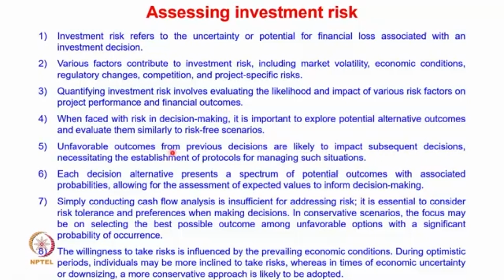Okay. So unfavorable outcomes from the previous decisions are likely to impact the subsequent decisions, necessitating the establishment of protocols for managing such situations. Each decision alternative presents a spectrum of potential outcomes with associated probabilities, allowing for the assessment of the expected values to inform decision making. Okay, so you can see that with respect to different risk factors, there is a probability associated, isn't it? So all these probabilities one can assess, and then one can make the decisions intelligently.